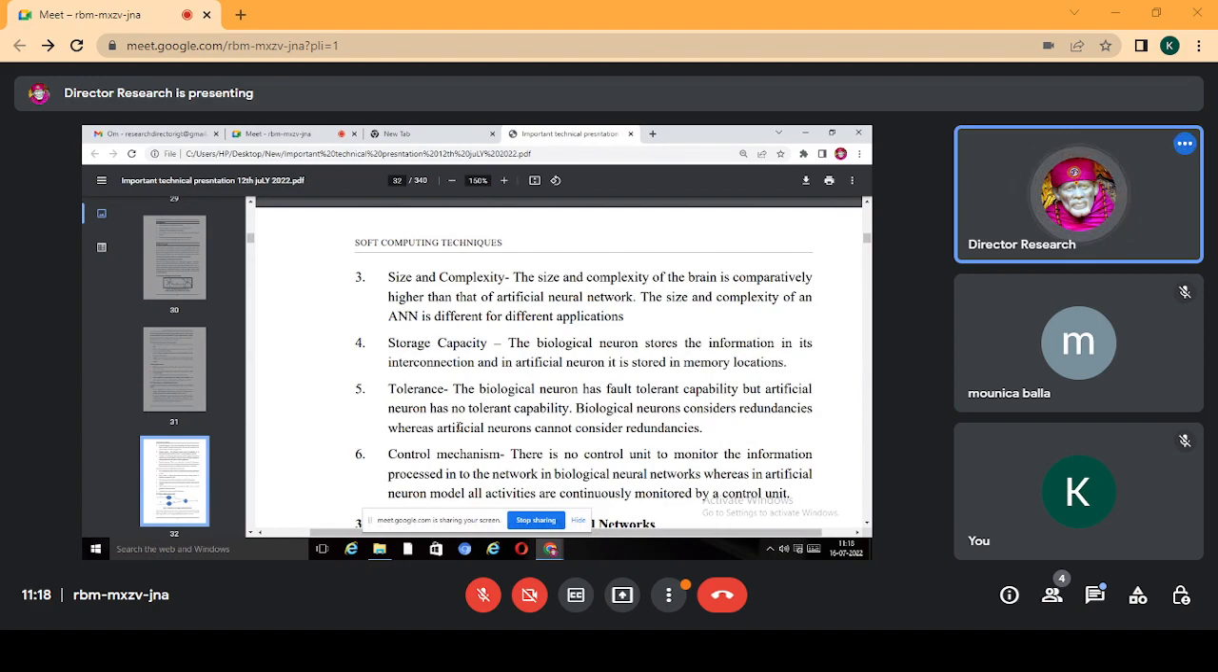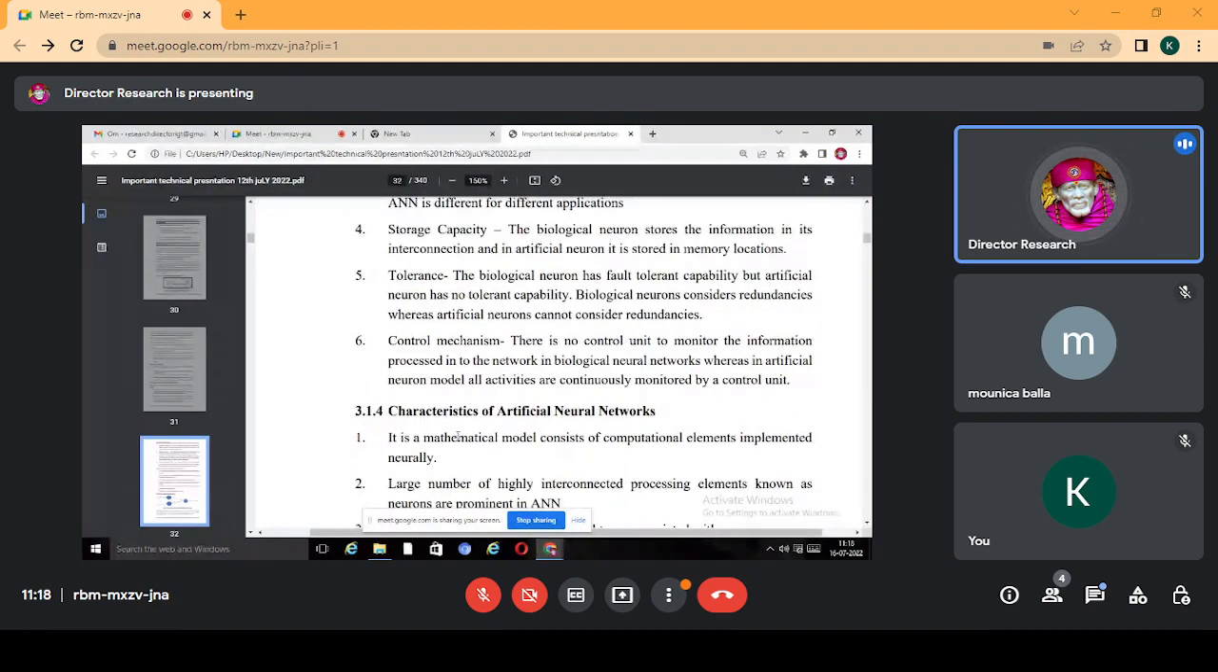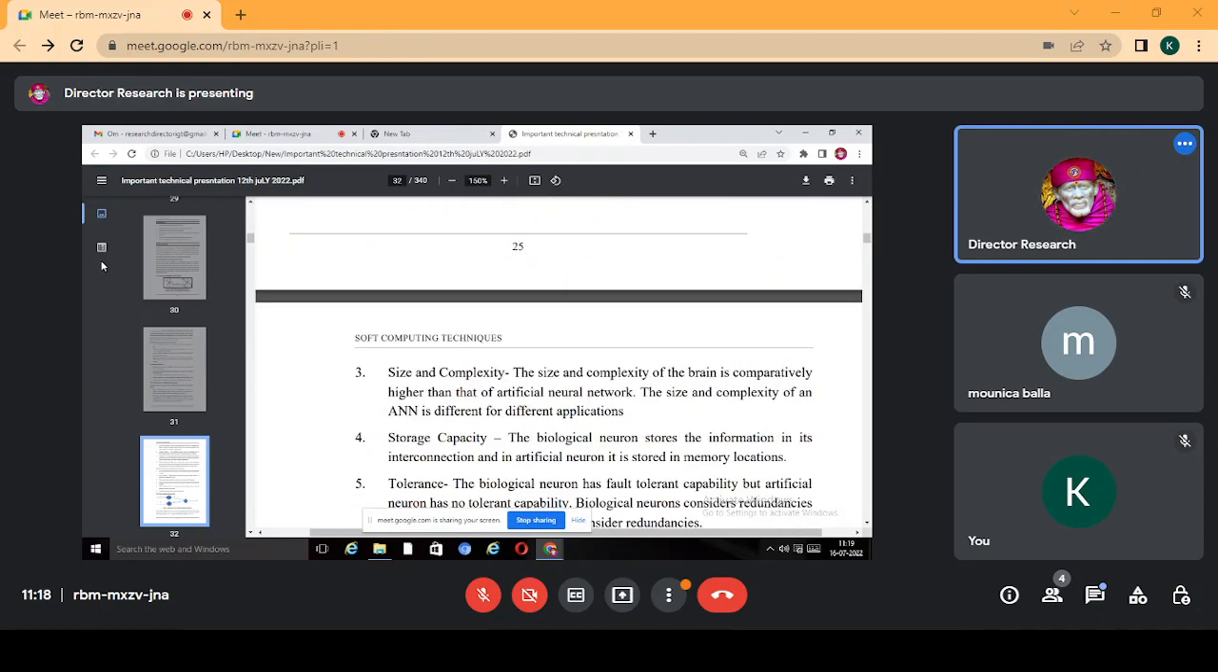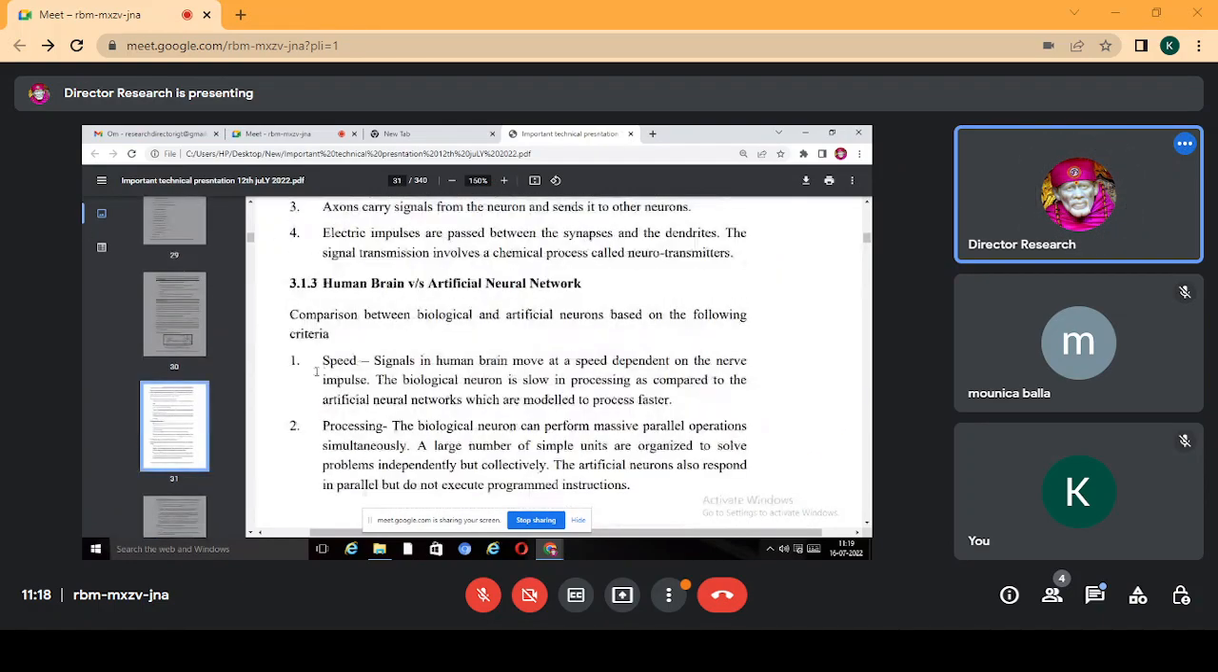Comparison between biological and artificial. Biological neurons are considered to have redundancies, whereas artificial neurons cannot consider redundancies. Control mechanism. In biological neural networks, there is no unit to monitor the information processed in the network, whereas in the artificial neuron model, all activities are continuously monitored by a control unit. That means here, speed, human brain versus artificial neural networks.